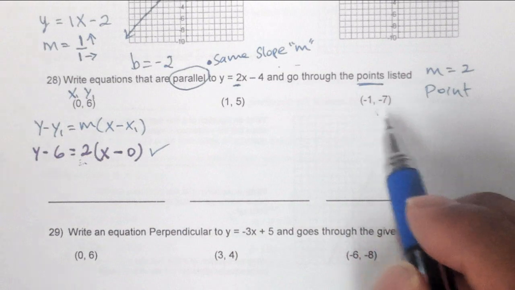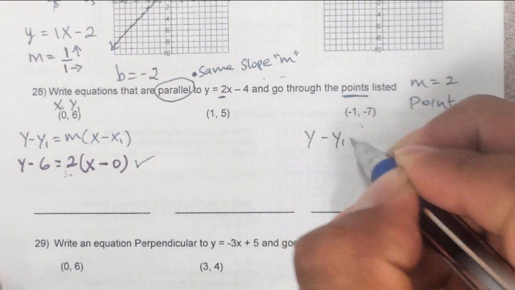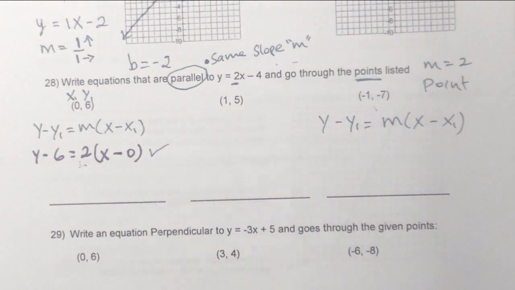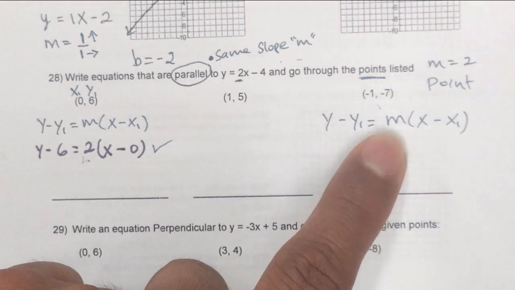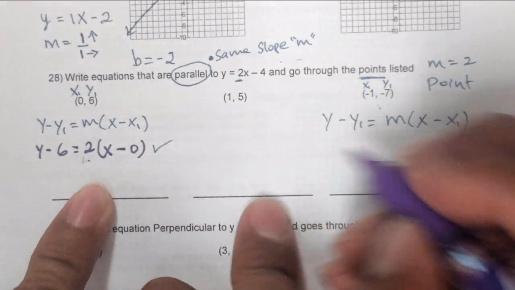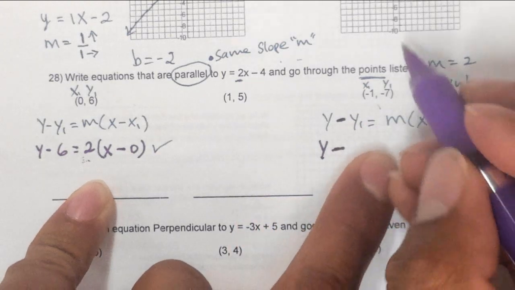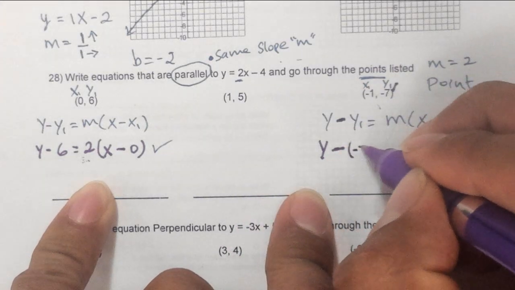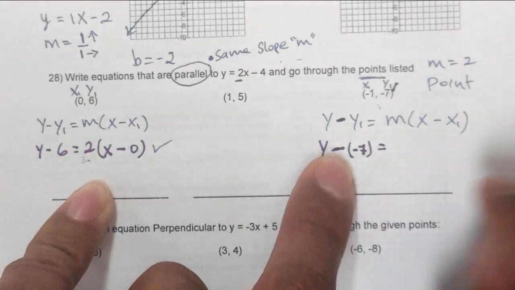Let's do one more together because this has negatives and I want to make sure you do well with the negative numbers. So y minus y1 equals m(x minus x1). Same idea. You are using the same slope because all of these have to be parallel. But I'm using this point now. The x1 is negative 1 and the y1 is negative 7. Same thing. Y minus, notice that this minus is from the formula. But the y1 has a negative already. Therefore, you have to put an extra parenthesis to separate the minus from the formula and the negative from the number.